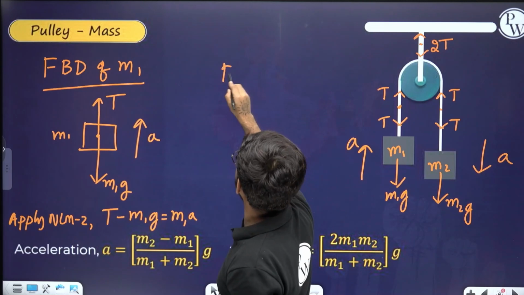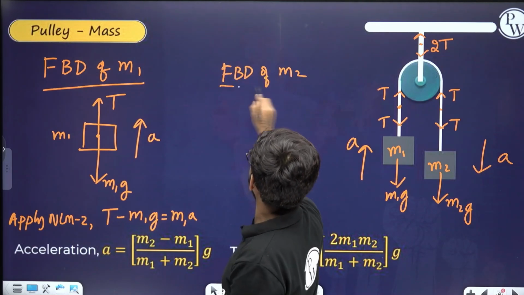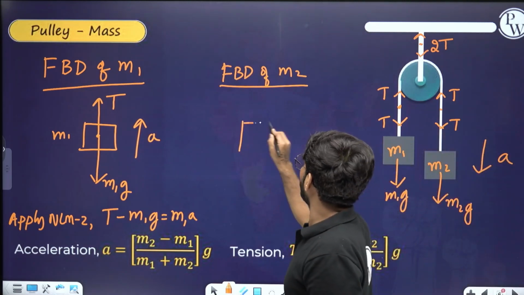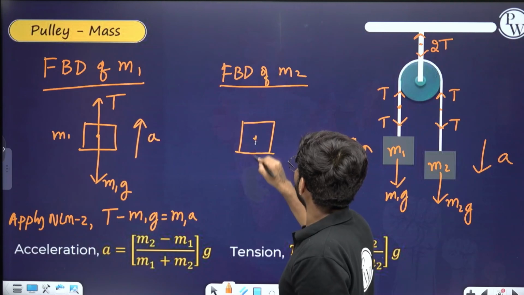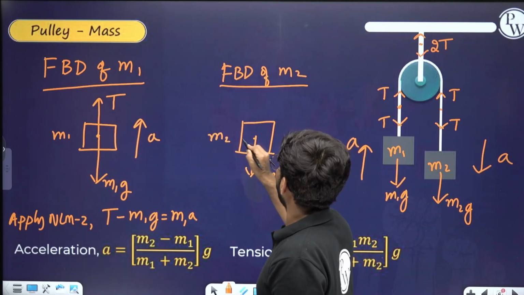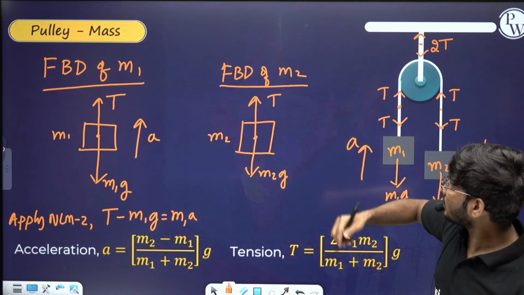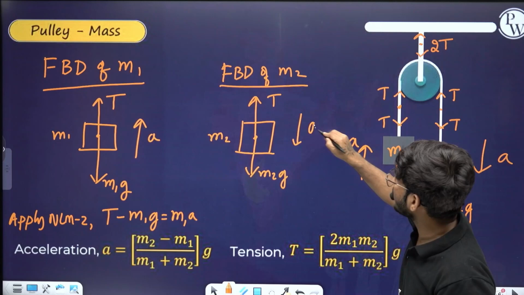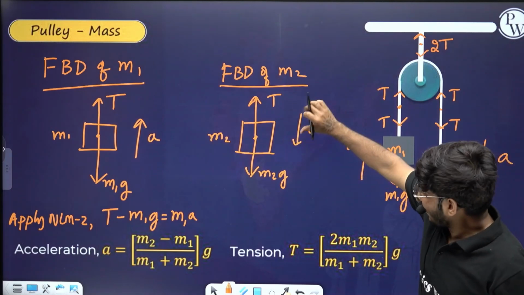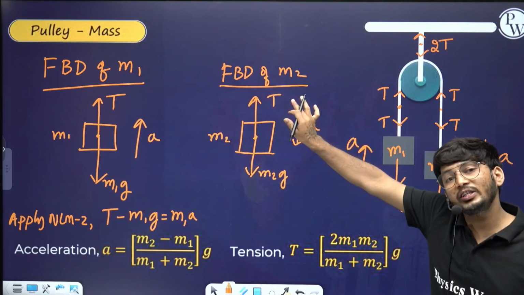Similarly, I write FBD of M2. See, FBD of M2, observe here, what are the forces acting on M2, right? Its own weight, M2G, is acting downward, and tension T is acting upwards. Idra acceleration yav direction alli ide? Downward ide. This is my consideration, okay? But this acceleration has to be downward, so which force has to be stronger? M2G has to be stronger.